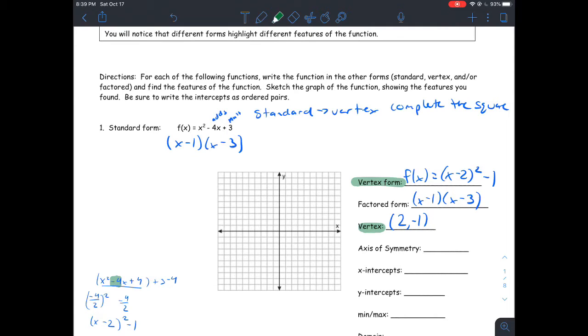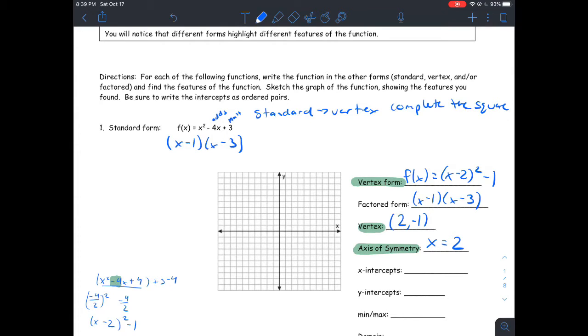All right. And then it asks for the axis of symmetry. Well, the axis of symmetry really comes from the vertex, right? So you could say that the axis of symmetry information comes from vertex form. Axis of symmetry is always written as x equals, and it's going to be 2. It's always x equals the x coordinate of your vertex. Next, it asks for the x-intercepts.